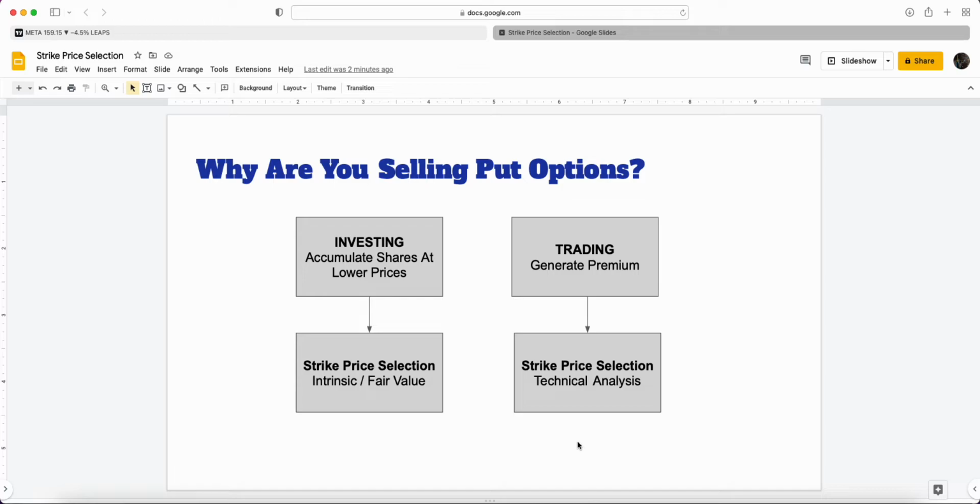So the first reason why you would sell a put option is because you are an investor and you want to accumulate shares at a lower price than what a stock is trading at today. And the side benefit of that is that you generate some premium in the process.